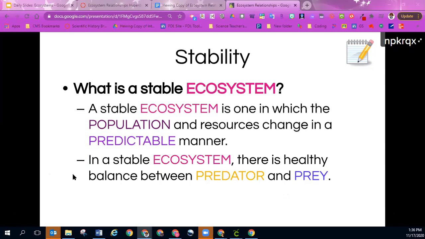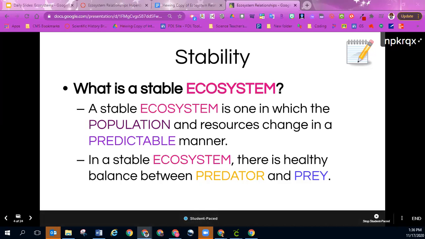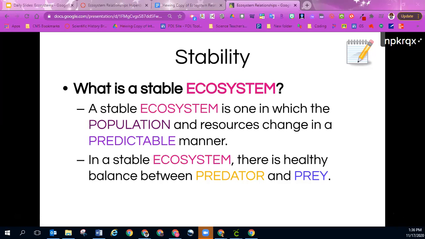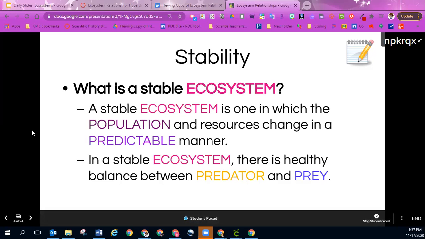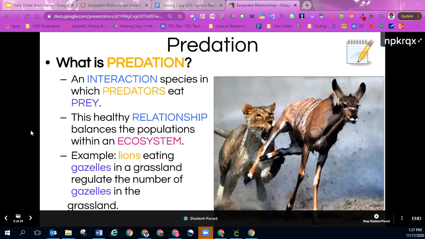With stable environments or stable ecosystems, you usually have populations and resources within those populations that change in a very predictable manner. So you typically have a direct relationship between food and food sources that are available in ecosystems and the other organisms that are there. In stable ecosystems, there is a healthy balance between predators and prey in those different ecosystems.